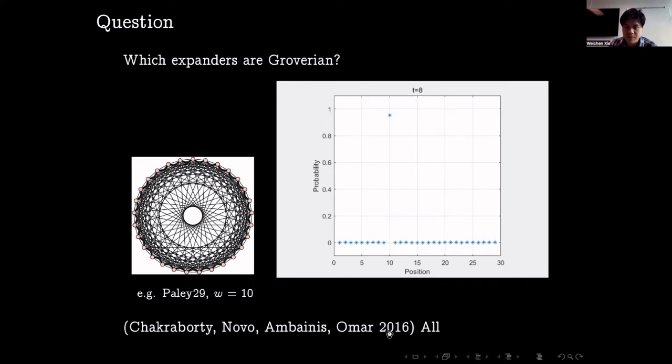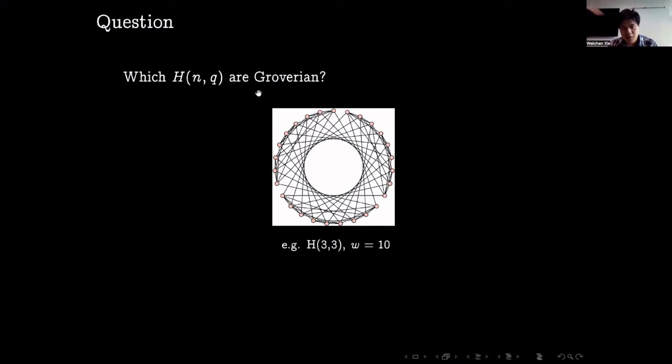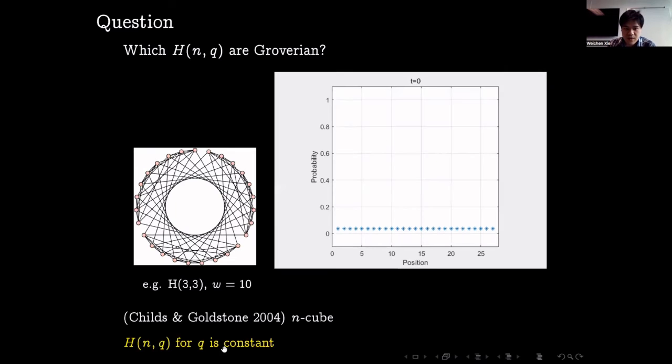Here we have a simulation for the Paley graph with 29 vertices, with the target vertex being number 10, and you can see the amplitude, or the probability of measuring the target, is significant at time equal to n. Another example would be the Hamming graph H(n,q). We want to know whether this is a covariant family. And Childs and Goldstone found hypercubes are covariant, so that's when q equals 2. And if we look at the spectral conditions, we know whenever q is a constant, the Hamming graph would be covariant.